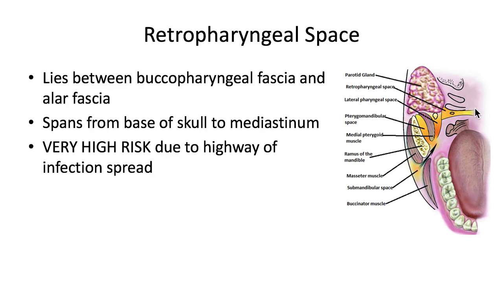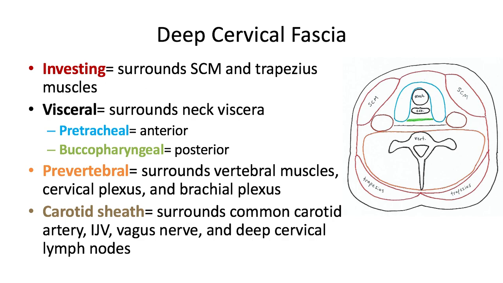Now we're talking about this space back here at the back of the throat, and it lies between the buccopharyngeal fascia and the alar fascia. So if I go back to our drawing here, for the retropharyngeal space, let me use this red color. We're talking about this space right in here. So it's located between the buccopharyngeal fascia and this one, which is called the alar fascia. Okay, so we are in this space right now, retropharyngeal.